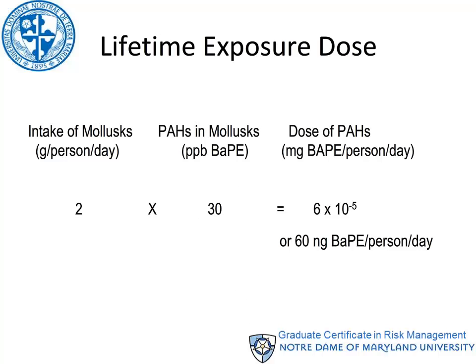Here's the lifetime exposure dose calculation. We have found out how much of the chemical would be risky. Now we have to find out how much of the chemical a person is exposed to. So if we use that intake of mollusks, 2 grams per day, and if mollusks have 30 parts per billion of benzopyrene, and we do the multiplication, we end up with a dose of 60 nanograms of benzopyrene per person each day. And that would be the result of the exposure assessment.